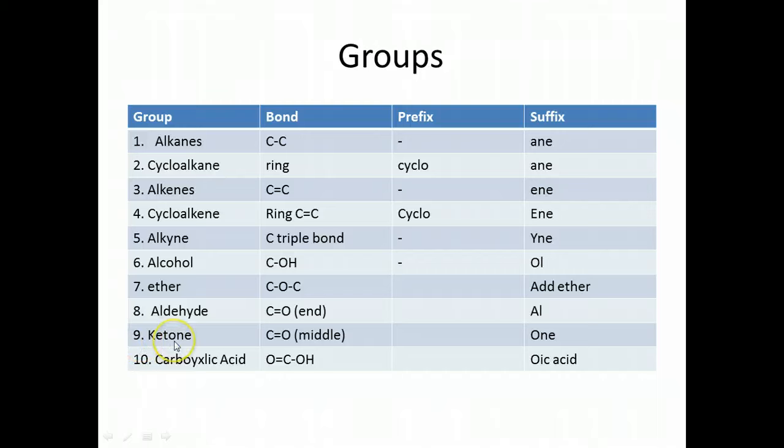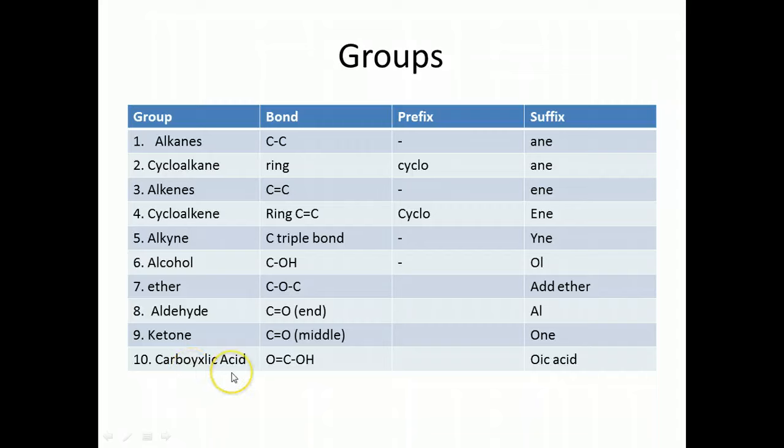Then as a ketone, we have that same bond, a carbon oxygen double bond, but it's anywhere in the middle of the structure. We would need a number for this one. You have to tell me where that oxygen carbon double bond is, just like you have to tell me where the carbon carbon double bond is, where you have to tell me where the alcohol is. And so then we would change the final e of our alkane name to one.